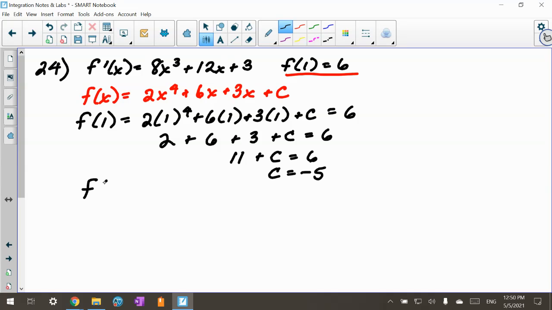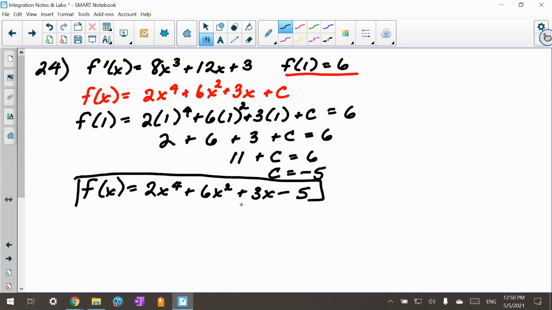So our f of x function is actually 2x to the 4th plus 6x squared. This should be 6x squared up here. Sorry, that's why I'm hesitating. This should be squared here. I'm sorry. And then 6x squared. It didn't change our answer, but I'm lucky. Plus 3x minus 5. So there is our original function because they gave us some information.